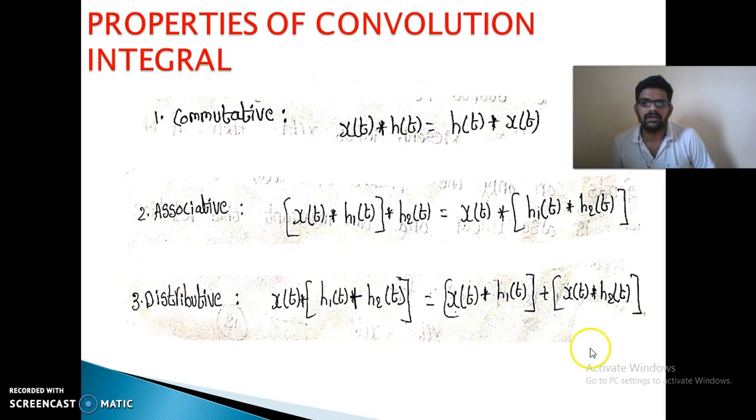So a system also satisfies these properties. Either you can define the input to a system or the input from a system. Like this, these are all the three properties of convolution, and our systems also satisfy these properties.